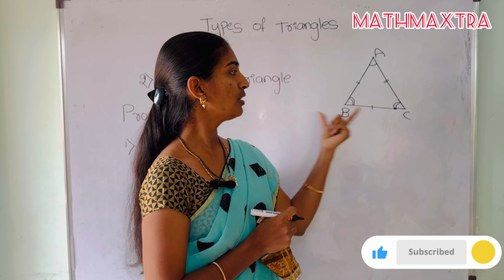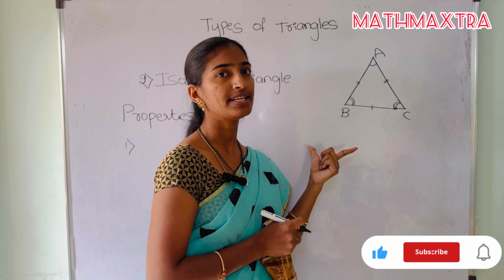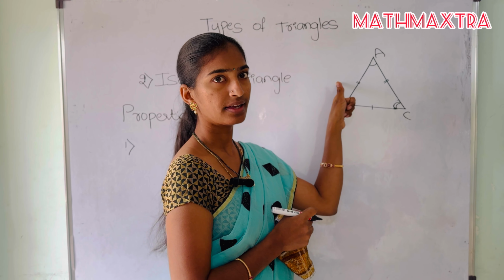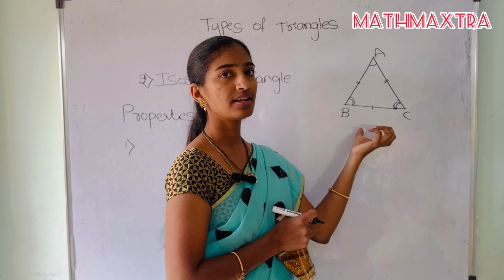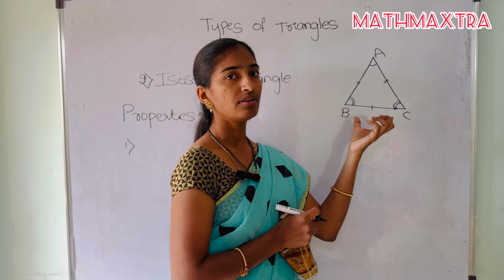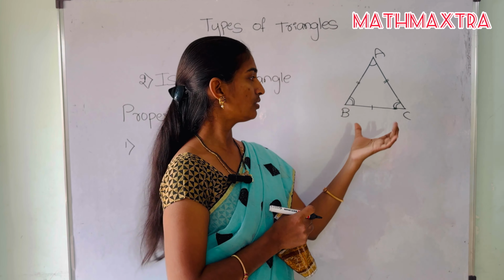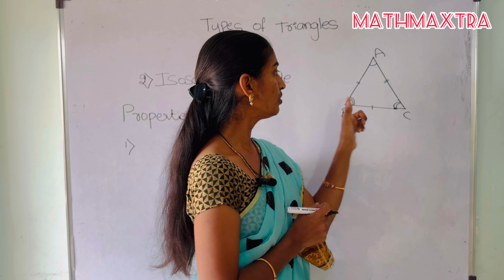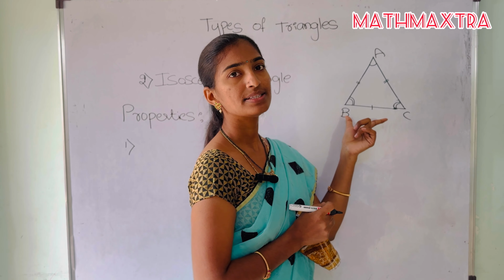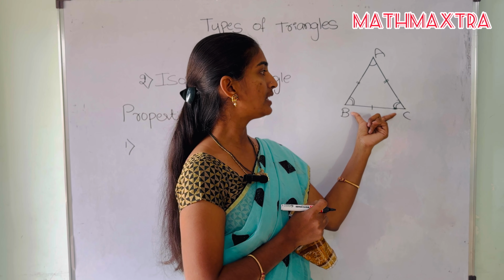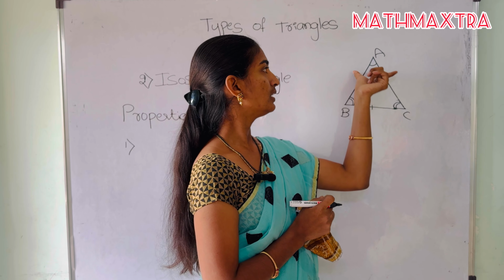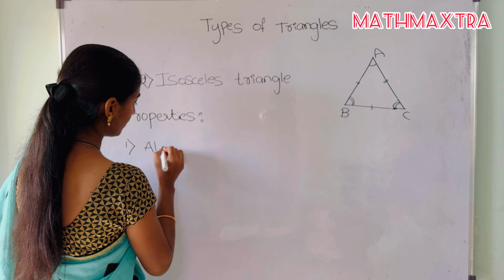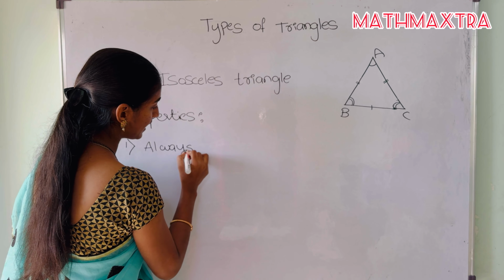In the usual convention, we always call the unequal side the base. See, this is a different side, these two are equal sides, right? That is why we always consider the unequal side as the base while constructing an isosceles triangle. So I have taken BC as the base of the triangle. These two angles we call base angles. So base angles are always equal because these two sides are equal. Okay. So always, base angles are equal.